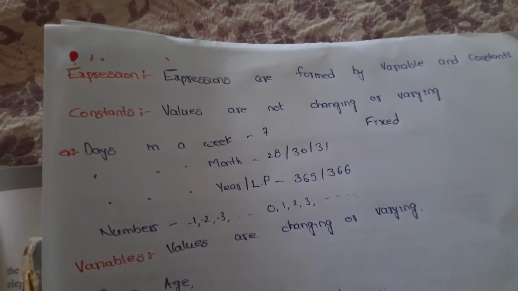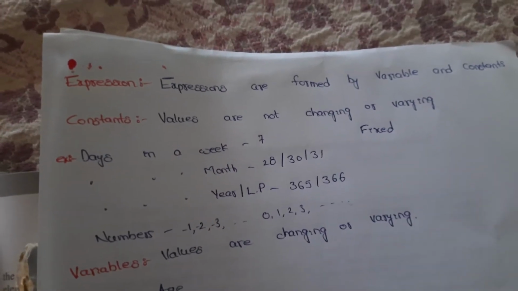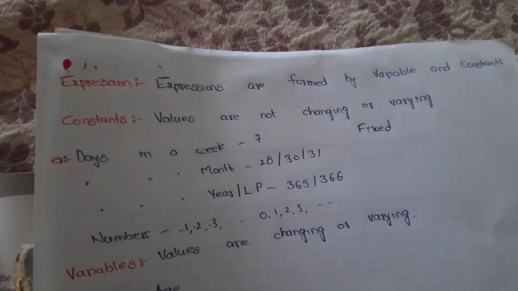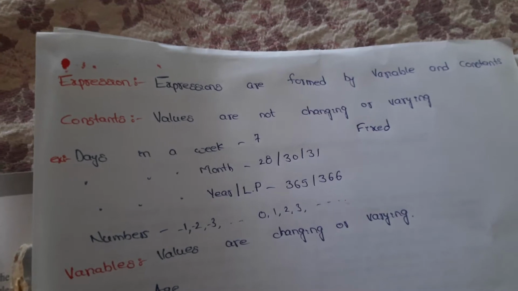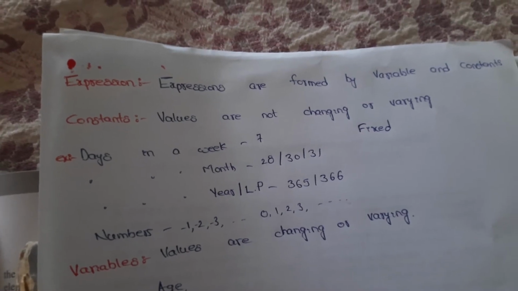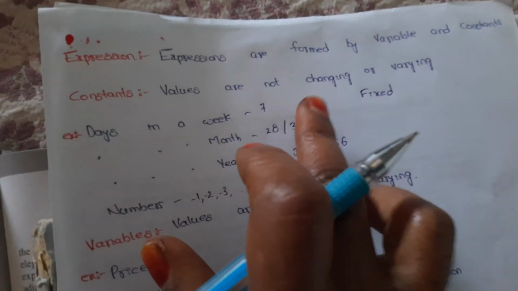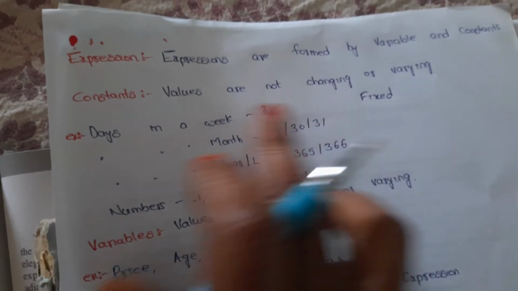The expressions are formed by using variables and constant terms. First of all, what is meant by a constant and what is meant by a variable? The constants are values that are not changing or not varying. That is, they have fixed values. They are called constants.